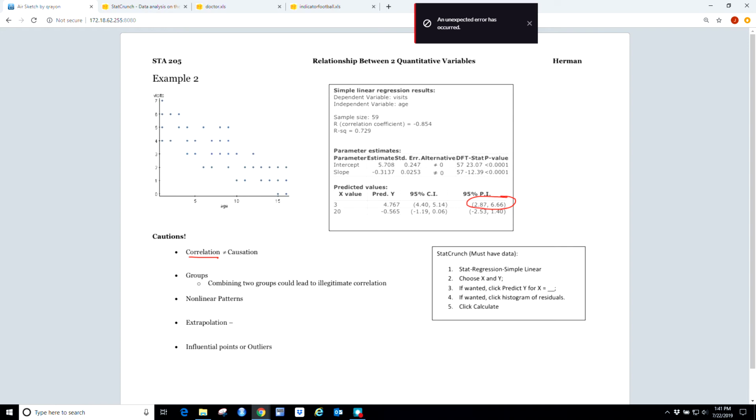The second one is an idea of groups. Being careful when you combine things together, that you might see that there's a relationship that doesn't really exist if you looked at the groups separately. The third one here is that idea of nonlinear patterns, right? This is why we should always start with a graph.